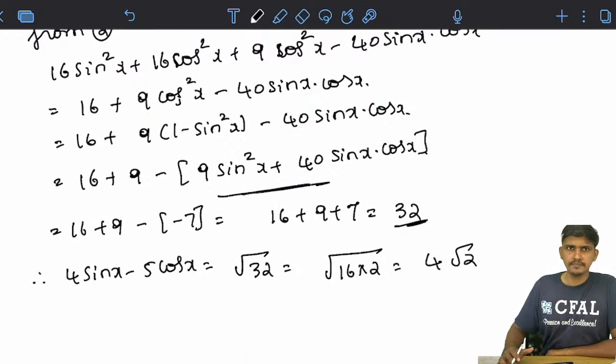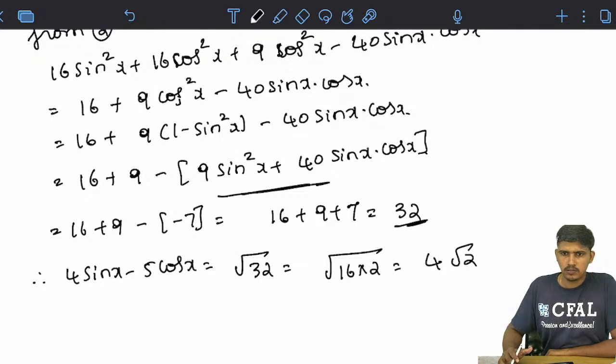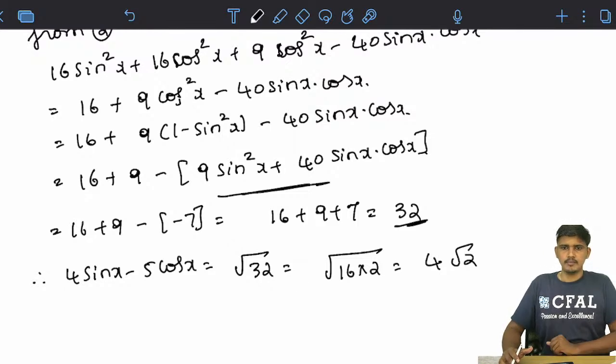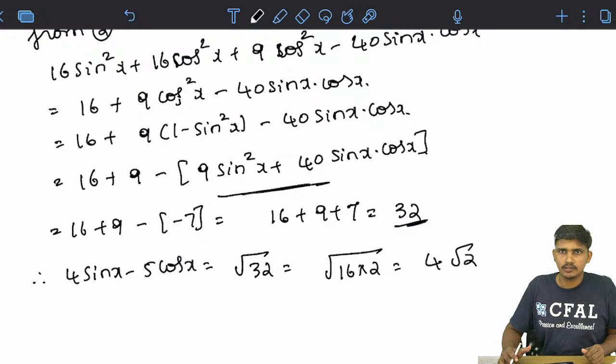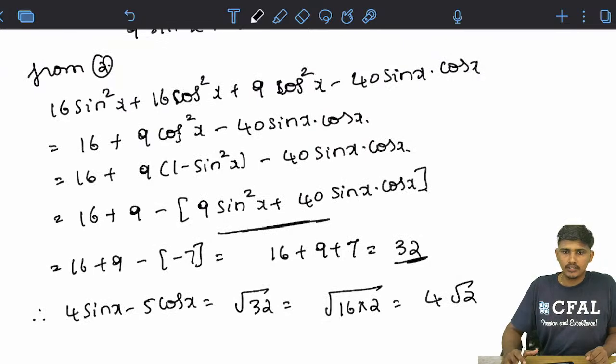Is that okay? If you have any doubts, please tell me. Good that Nishant has asked to solve this question. Yes. Okay, so we'll move on to the next question.